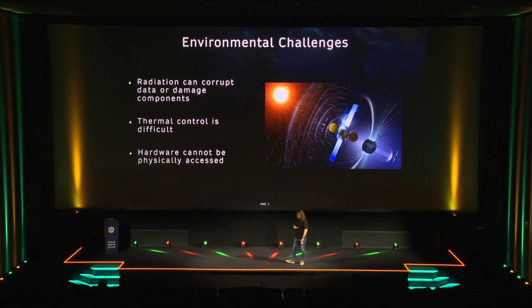Same with thermal control. We don't have any convection cooling. There are no fans, so all the heat dissipation is managed by more or less infrared radiation. You're bolting heat sinks to things and bolting the computer and heat sinks to the frame of the satellite, this kind of stuff. And then obviously the big thing is your hardware can't be physically accessed. Once it's deployed, that's it. You can't get your hands on it physically.